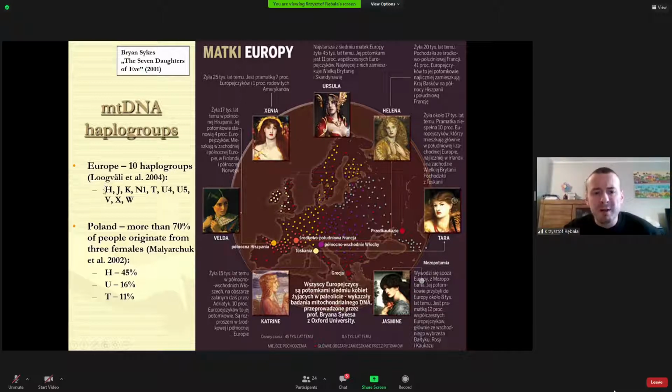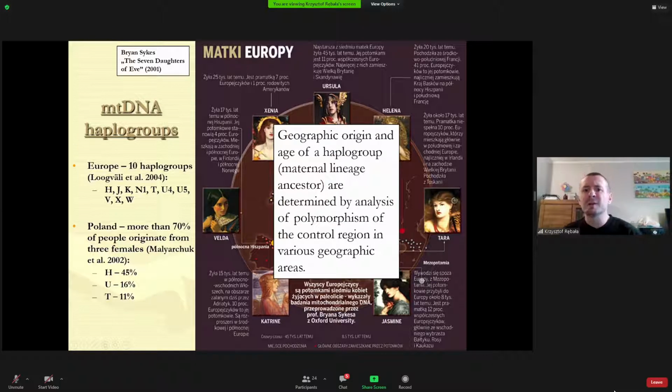In Poland, more than 70% of people originate from 3 females, and the most common in Poland is haplogroup H. This is Helena, who, according to molecular anthropological studies, lived 20,000 years ago, somewhere in France. So the geographic origin and age of a haplogroup are determined by analysis of polymorphism of the control region in various geographic areas.